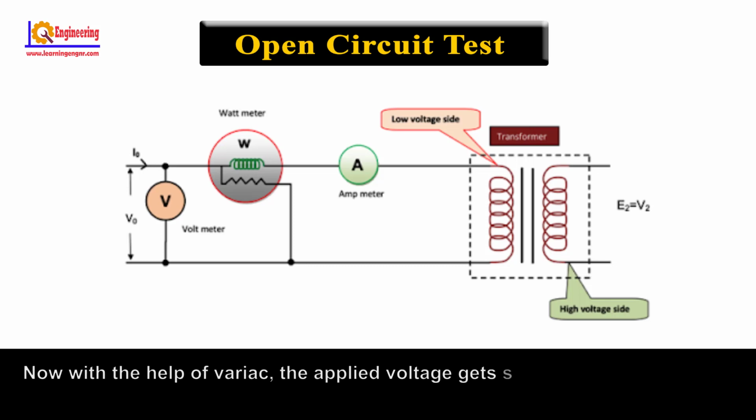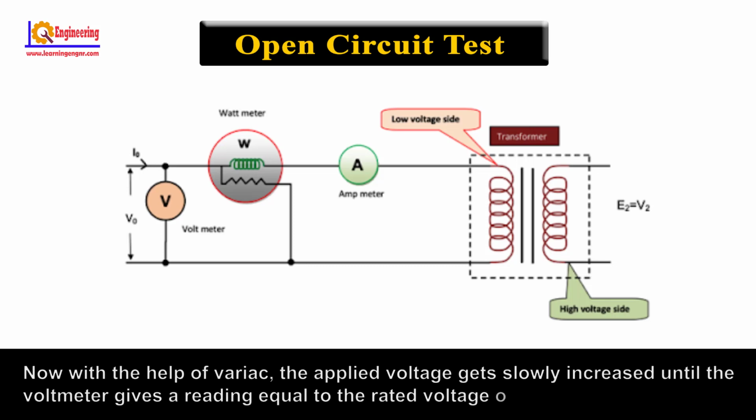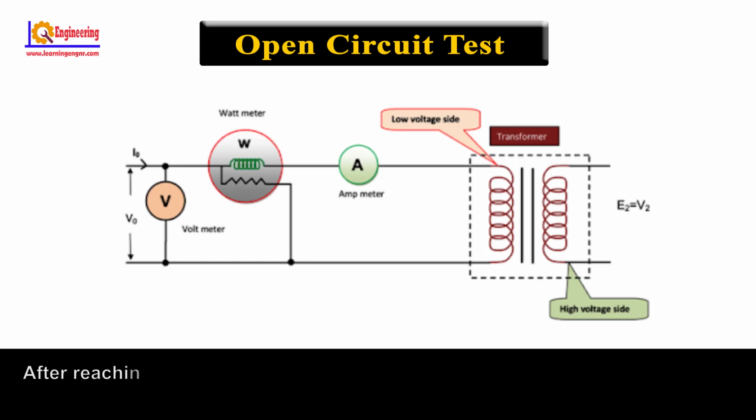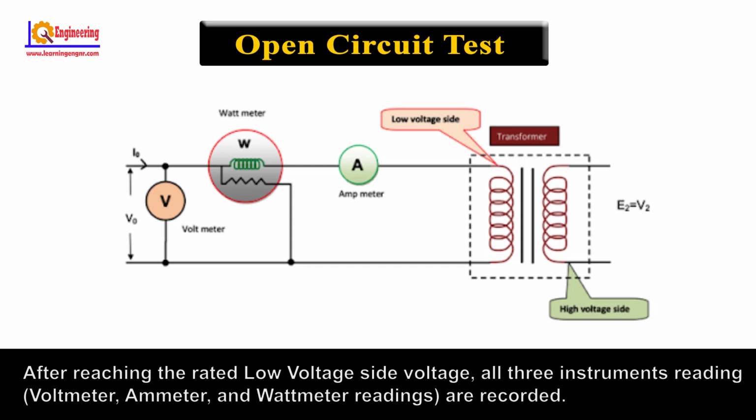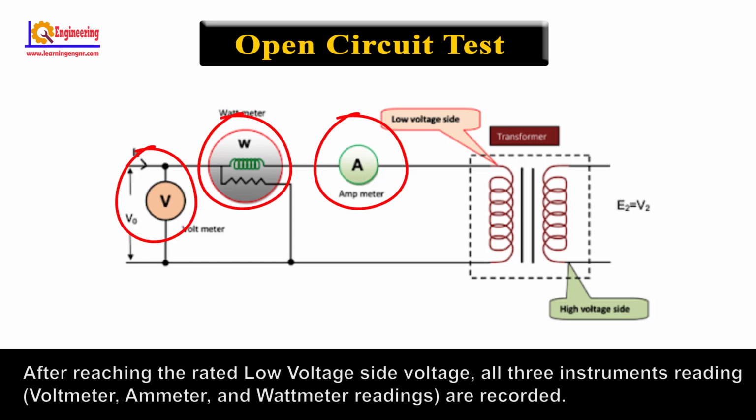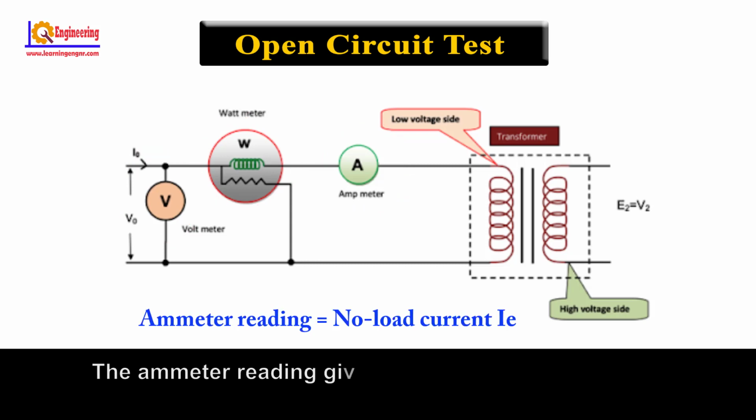Now with the help of the variac, the applied voltage is slowly increased until the voltmeter gives a reading equal to the rated voltage of the low voltage side. After reaching the rated low voltage side voltage, all three instrument readings, voltmeter, ammeter, and wattmeter, are recorded. The ammeter reading gives the no-load current I0.